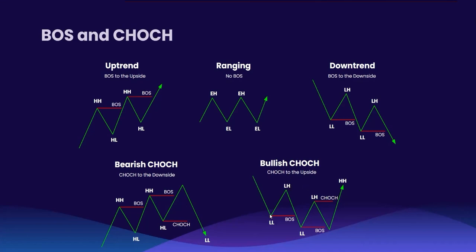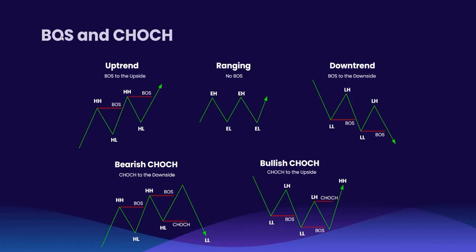So price is in a bearish trend. It's breaking structure to the downside, forming lower lows, until it comes to a point where price breaks the last lower high, giving a change of character and giving birth to a new trend. So we are expecting price to create a higher high, higher low, higher high, higher low, and higher high.